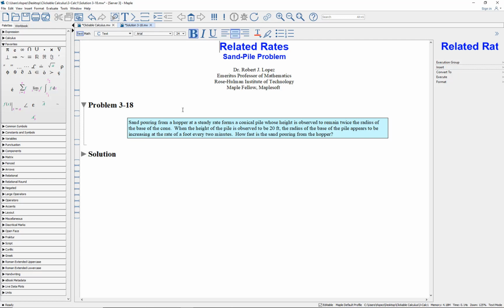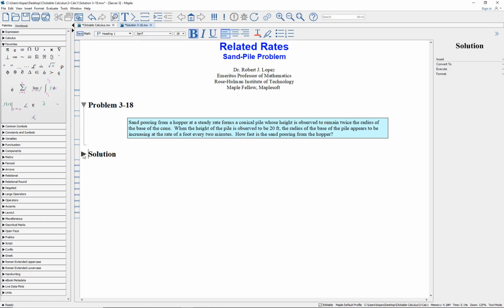An observation is now made. When the height of the pile is seen to be 20 feet, the radius of the base seems to be increasing at the rate of a foot every 2 minutes. How fast is the sand pouring from the hopper?